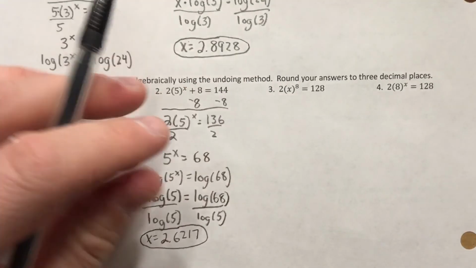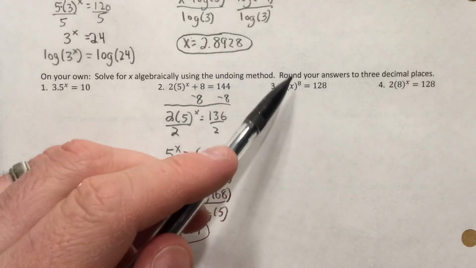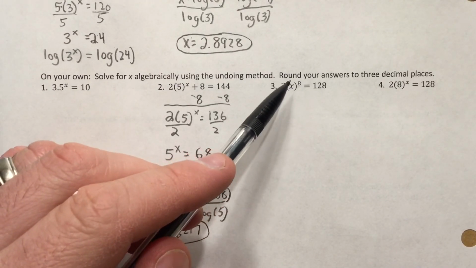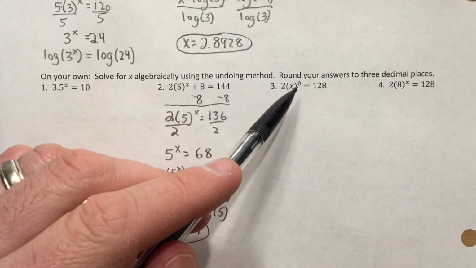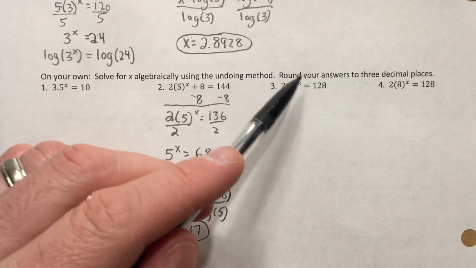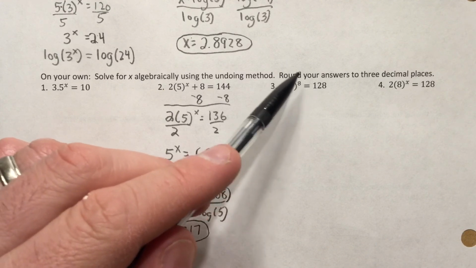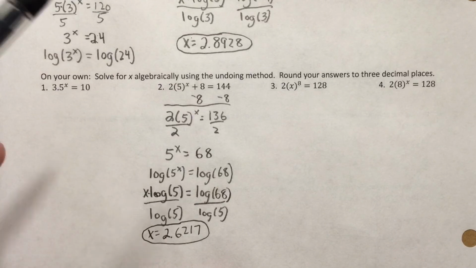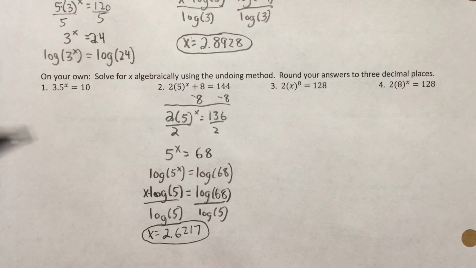Careful with number 3. There is not an x in the exponent. Okay, so remember, if this was a 2 in the exponent, you take the square root. If it was a 3, you take the cube root. So ultimately here, you're going to need to take the 8th root. Okay, so be careful with that one. You're only doing logs when there's an x in the exponent.